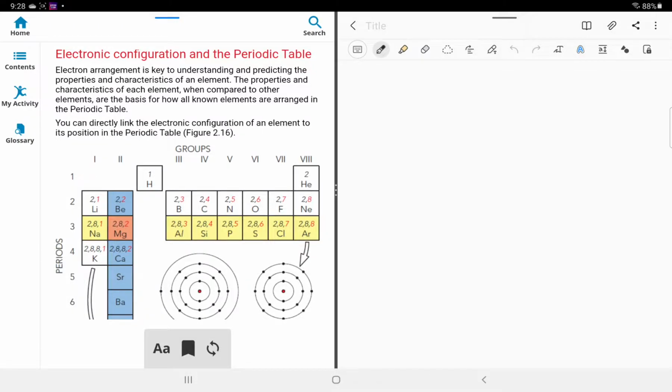Students, today we are going to learn about electronic configuration and the periodic table. The electronic arrangement is a key to understanding and predicting the properties and characteristics of an element.